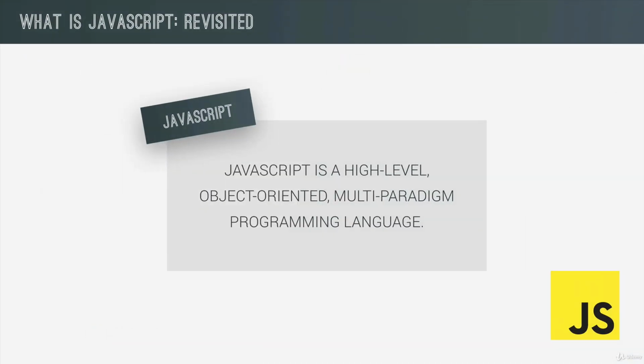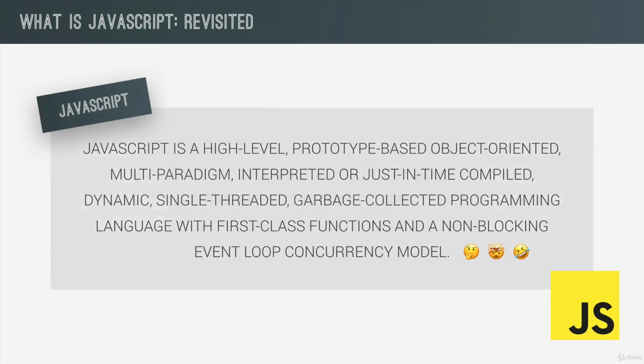And I want to start by coming back to that first definition that I gave you on JavaScript, where I told you that JavaScript is a high-level, object-oriented, multi-paradigm programming language. Now, this is of course 100% correct, but it's also really just the surface, the tip of the iceberg. So what about this definition? JavaScript is a high-level, prototype-based, object-oriented, multi-paradigm, interpreted, or just-in-time compiled, dynamic, single-threaded, garbage-collected programming language with first-class functions and a non-blocking event loop concurrency model.